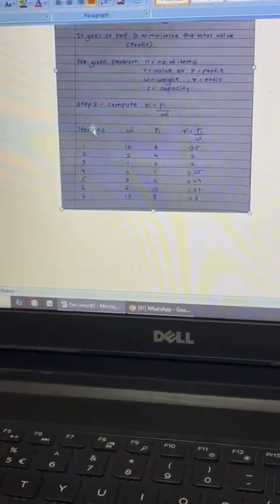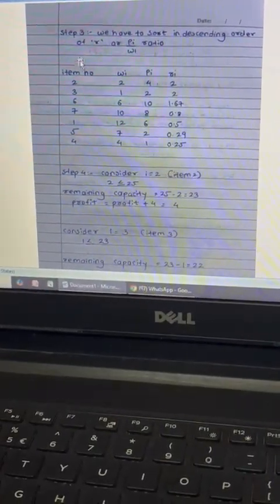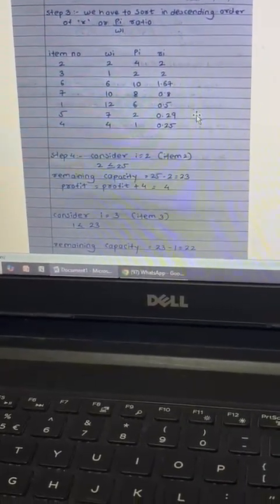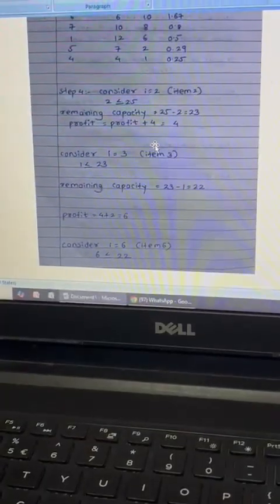Step 2, we have to compute the ratio of profit and weight. So here the items are given. These are the weight values, this is the profit value, and by using the formula we have calculated this. Now moving into step 3, we have to sort it into descending order of R, which is the ratio. These are the items and these are the weight, profit and ratio, which have been computed into descending order format.